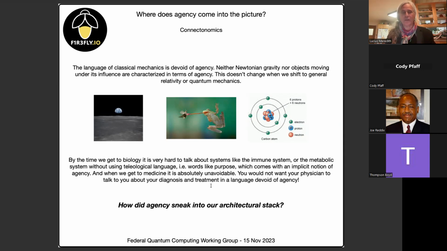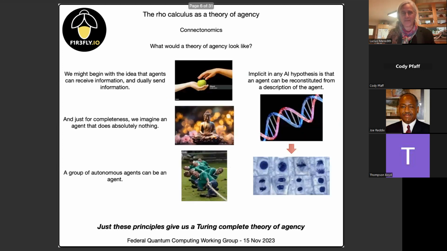So the question is, where does agency sneak into our architectural stack? And what I want to argue is that it should come in at the bottom. It should come in right at the foundations of mathematics. I have a whole other talk that I gave as a keynote at the HDC Eclipse conference in Eugene, and that's online, and you can go see more of that. But here, because we have so much content to cover, I just want to dive in and give you some intuitions about what a theory of agency would look like.